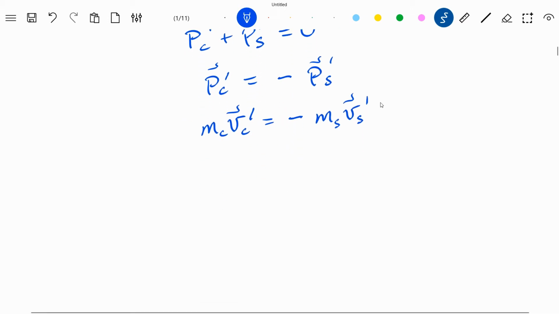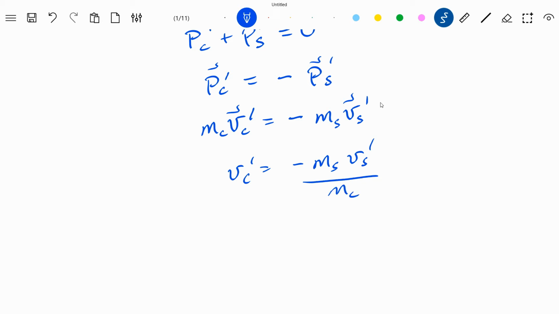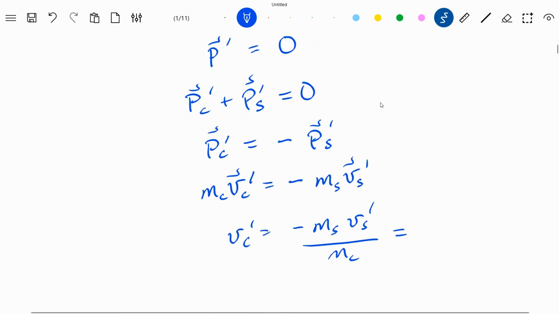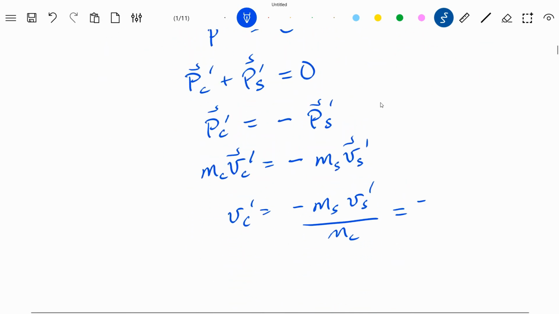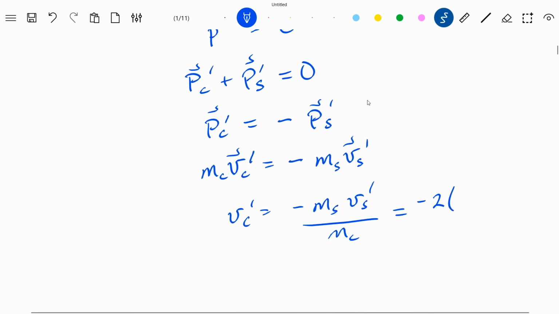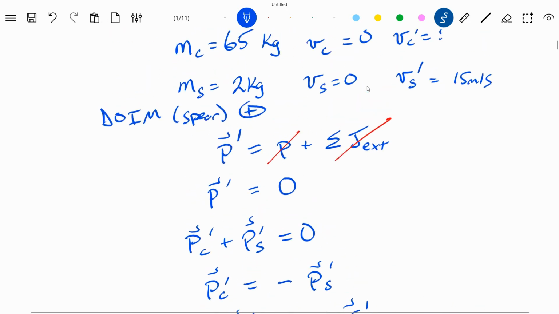So how do we find the velocity of Charlotte after? Velocity of Charlotte after is going to be negative mass of spear, velocity of spear after, divided by mass of Charlotte. I have all of these numbers available to me, so let me get them in here. So Charlotte was 65, the spear was 2. Okay, so negative 2 times the spear was fired at, that's the one number I forgot, 15, all of which is over the mass of Charlotte, which was 65, right? Yeah, okay.